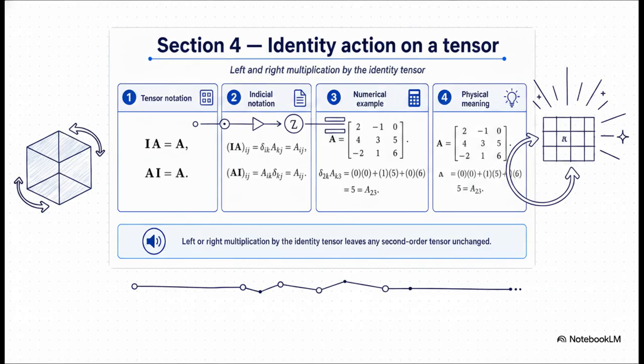It's that simple. Let's prove it by finding the component for row 2, column 3 in our 3x3 matrix example. Set i to 2 and j to 3, giving us delta 2k times a sub k3. Summing over k gives us 0 plus 1 times 5 plus 0, which is 5. And look at that. That is exactly the A23 component of our original matrix.